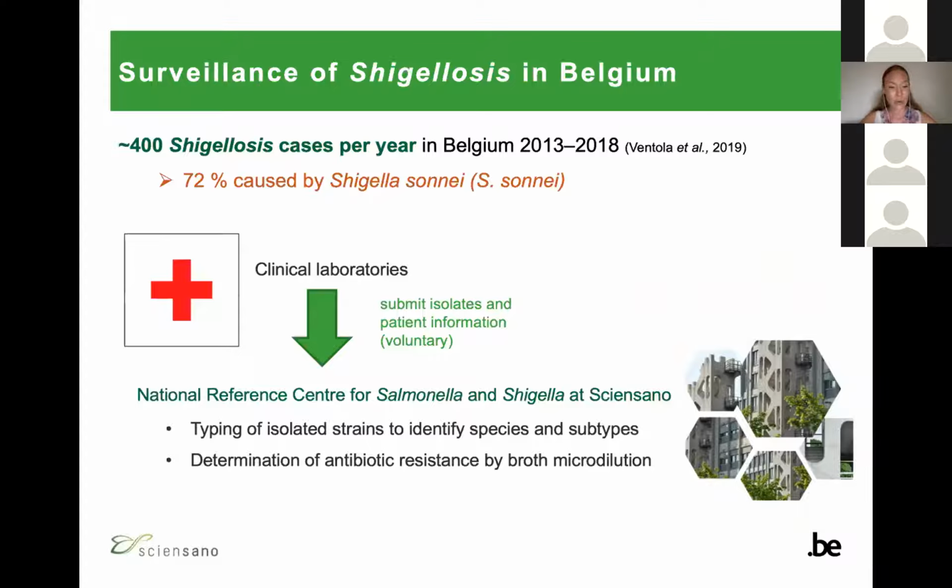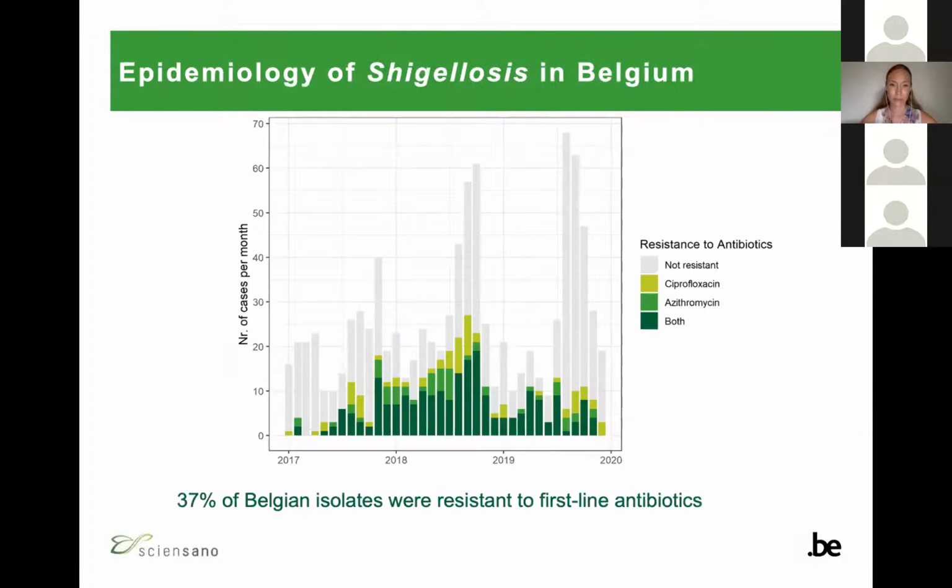At the NRC, we perform typing of isolated strains to identify the species and the subtypes where possible. We also determine the antibiotic resistance profile, traditionally through broth microdilution in the laboratory. Here, I just want to talk a little bit about the epidemiology of Shigellosis in Belgium across the last couple of years. Here in this epi curve, you can see the number of cases per month, and the color code is coded by the resistance to first-line antibiotics.